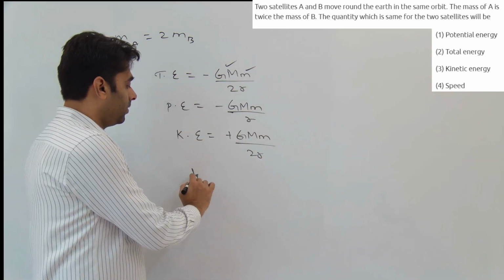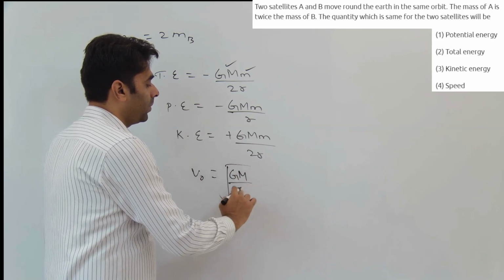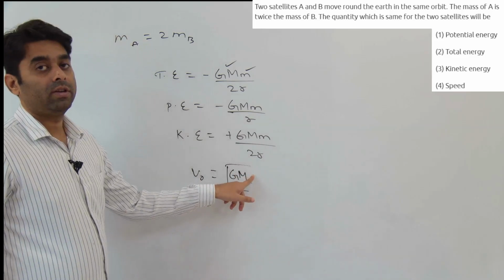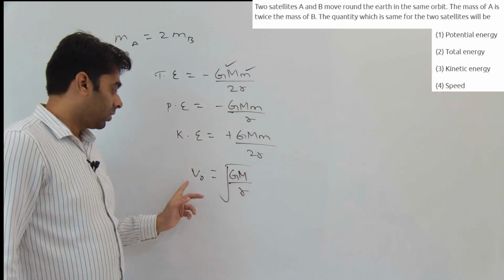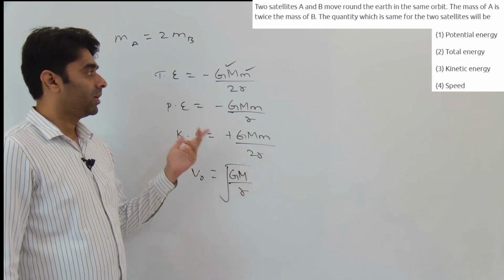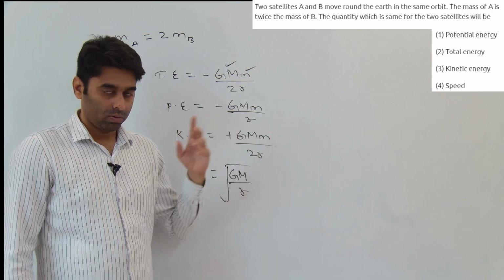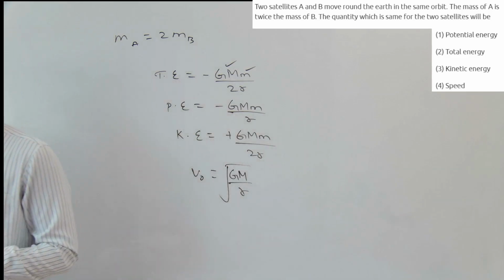So kinetic energy, potential energy, total energy will be different because it depends on the mass of the satellite. Whereas your speed, which is your orbital speed, is root over G capital M by r. Capital M over here is mass of the planet. That implies your orbital speed depends only on mass of planet and your orbital radius. Orbital radius is the same. That's why your speed will be the same. Option number 4 is the correct answer.